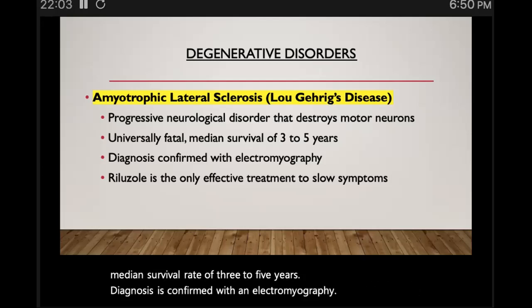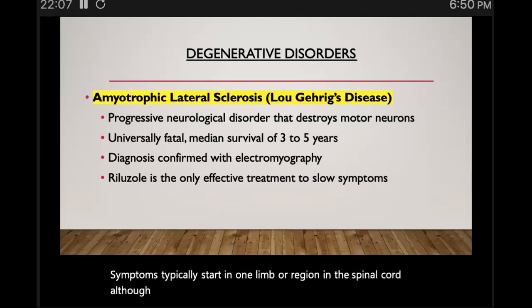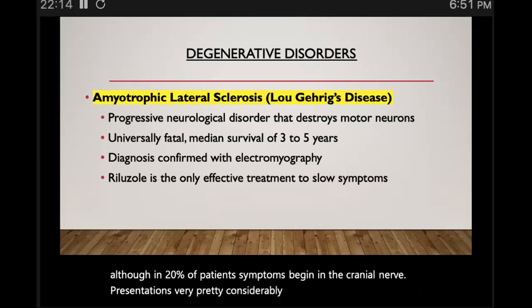Symptoms typically start in one limb or region in the spinal cord, although in 20% of patients, symptoms begin in the cranial nerve. Presentations vary considerably between patients, as motor functions of any area of the body may be affected.